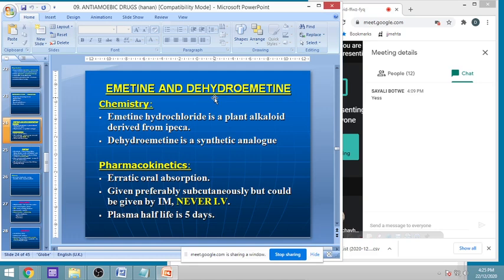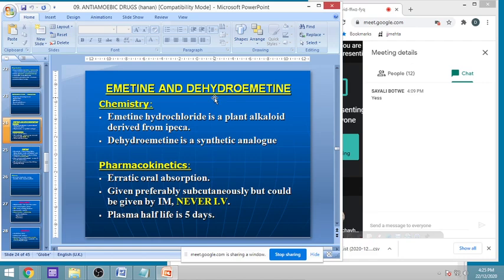It has erratic absorption, meaning not confirmed. In some persons it can be very well absorbed, in some persons it cannot be. So we cannot say how much absorption there is; in some it can be very good, in some not, so we call it erratic. Erratic doesn't mean irritation. Here erratic means uncertain, abnormal. Sometimes more, sometimes less. That is erratic.